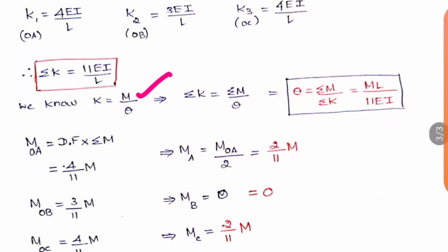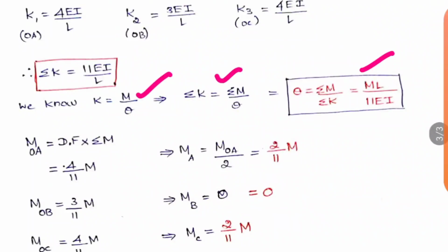We can also write like this: summation of K is equal to summation of M by theta. If you expand this, theta is equal to summation of M by summation of K. Here the summation of M is nothing but the moment at that rigid support. So we can take it as M, because in the question they have not given any support reactions, any loadings, and nothing is given.